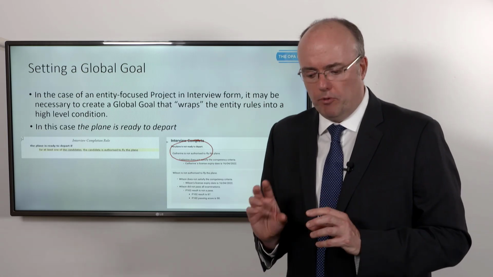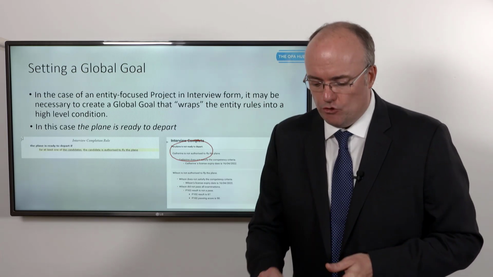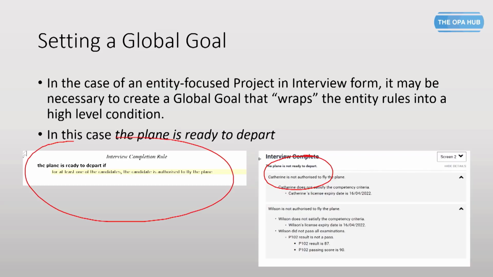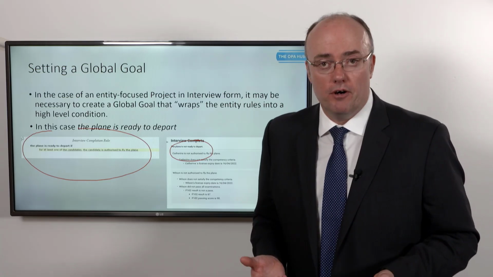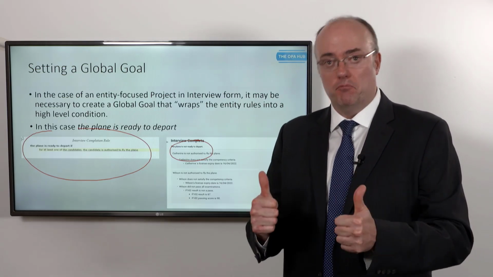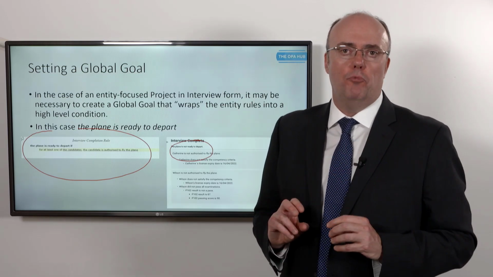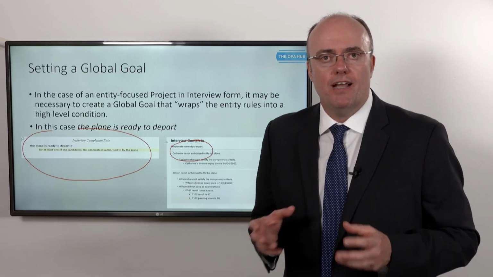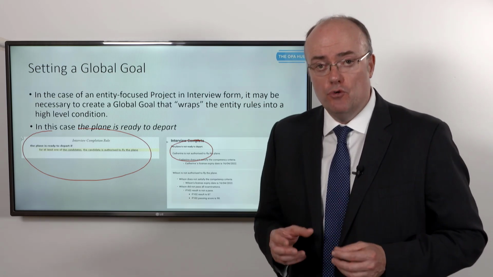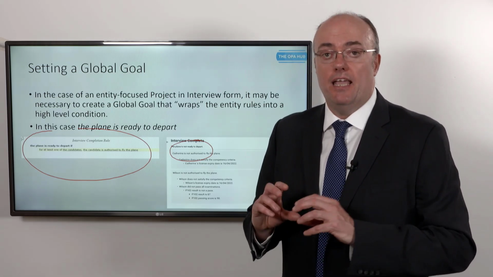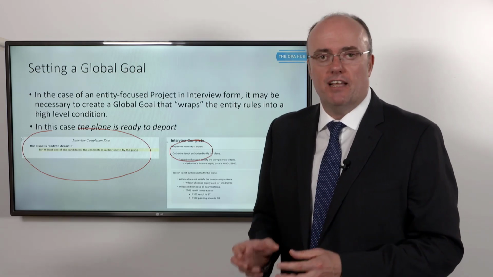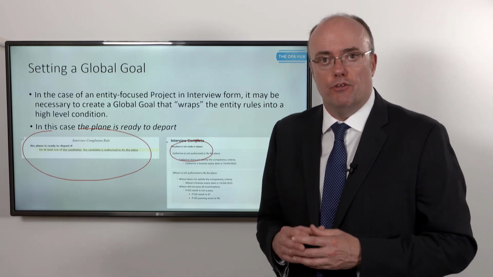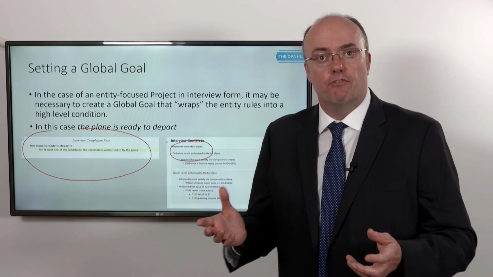Now we have to adjust the global goal to say something like, the plane is ready to depart, and you should recognize the function that I'm using. For at least one of the candidates, the candidate is authorized to fly the plane. So as long as we have one person at least who's authorized to fly it, we're good to go. So I've adjusted the global goal. For those of you who are thinking in terms of attributes, I've simply created a new global attribute and given it a calculation, and the result of that calculation will be what drives my interview. Is there at least one person to fly the plane?